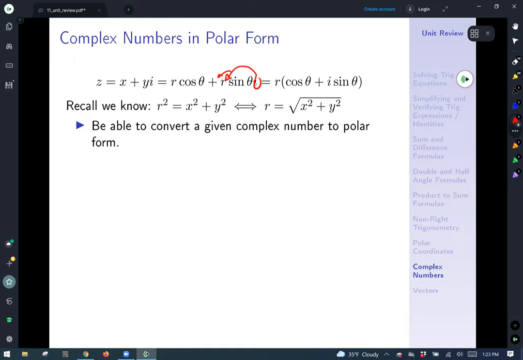Recall what you already know, r squared is equal to x squared plus y squared. There's your formula. Be able to convert a given complex number to polar form.